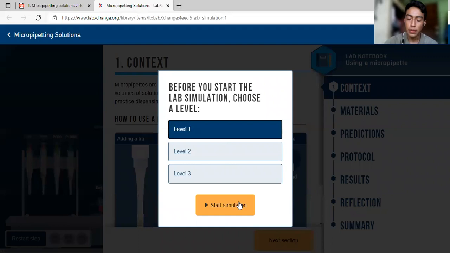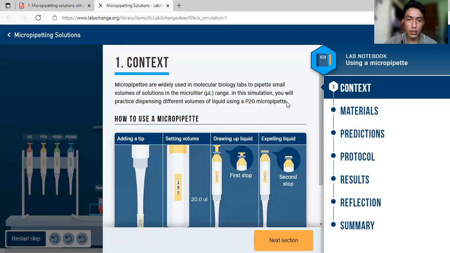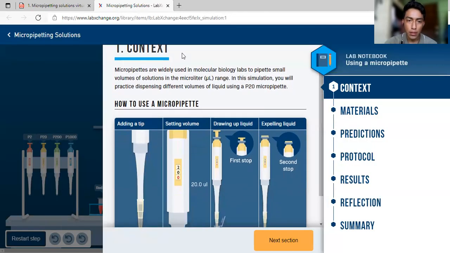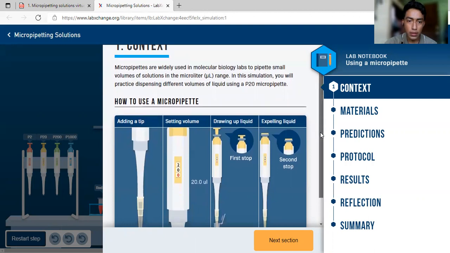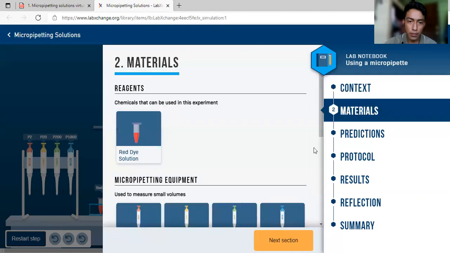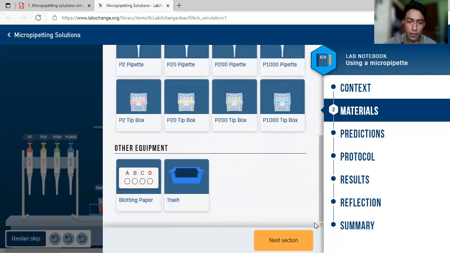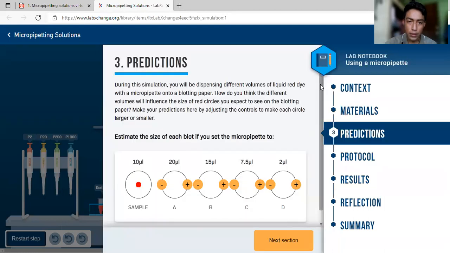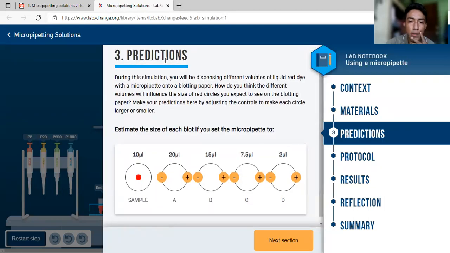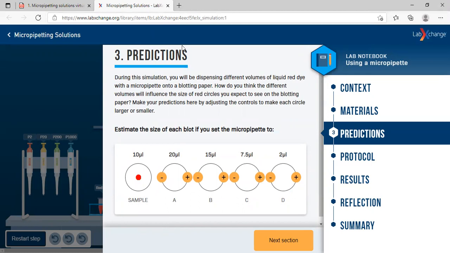Good afternoon. I'm going to be attempting the Micropipetting Solutions Lab. I've read all of the context on how to use a micropipette and the materials, so I'm going to start with the predictions. During this simulation, you will be dispensing different volumes of liquid red dye with a micropipette onto a blotting paper.